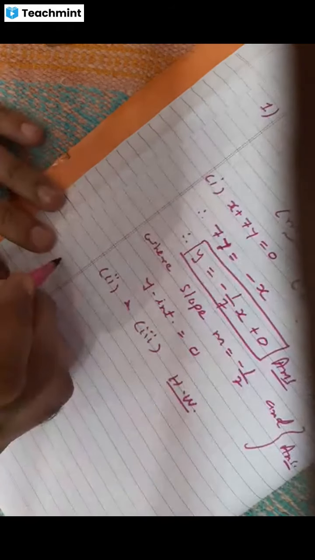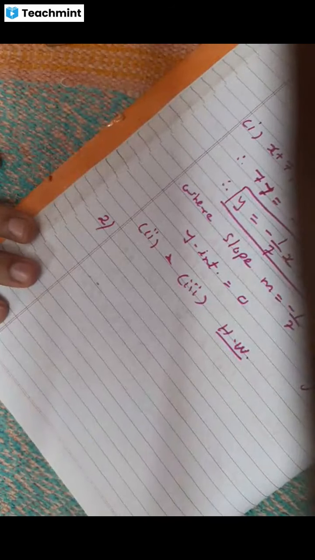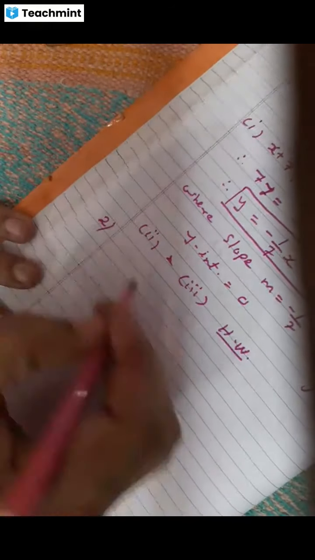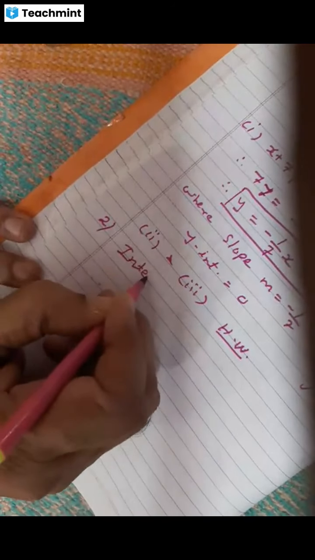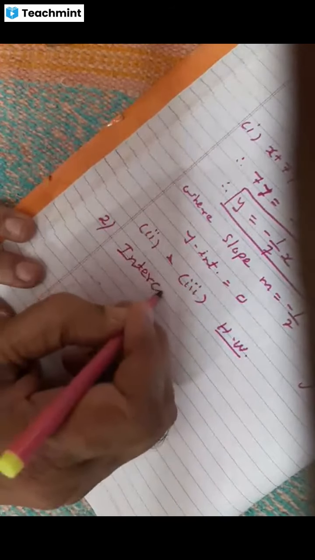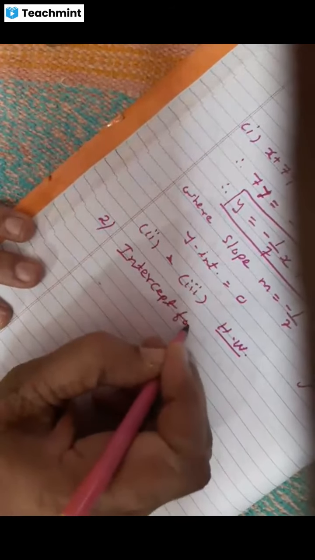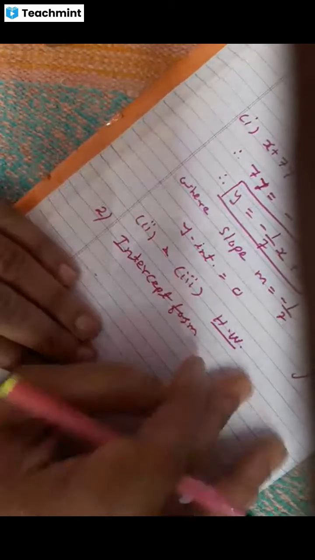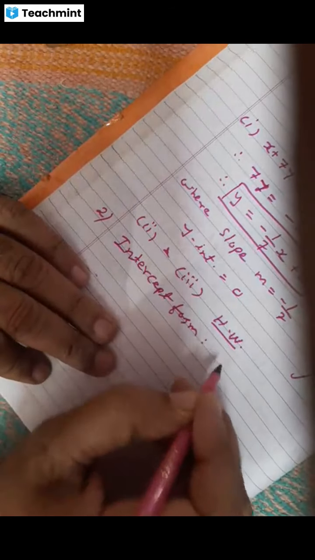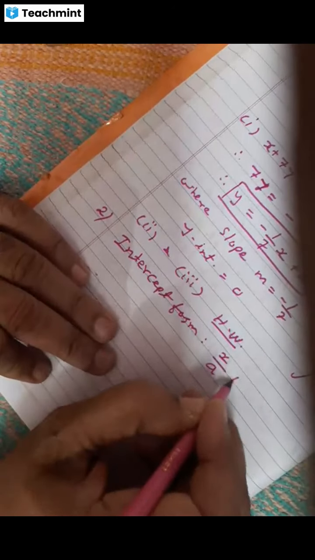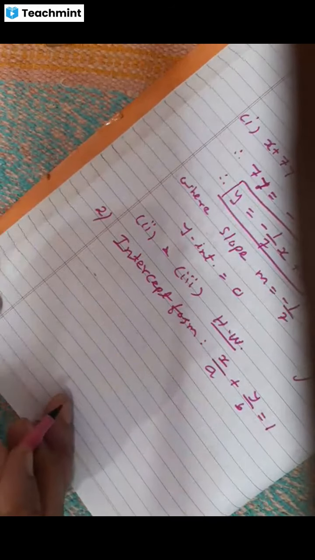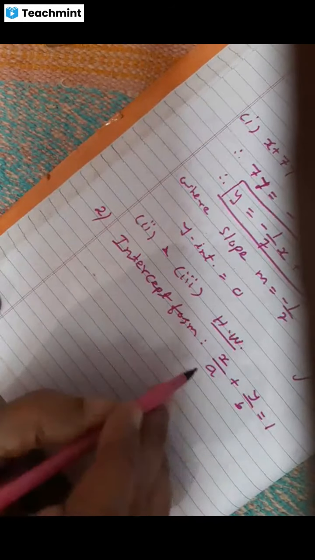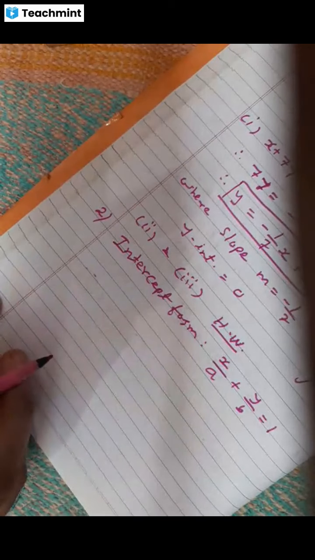Question number 2. Question number 2, what is there? Reduce the following equation into intercept form. Reduce into intercept form. So let me remind again, what is the intercept form? I asked this one to Kavya, but Kavya could not remember. What is the intercept form of a line? x upon a plus y upon b is equal to 1 is the intercept form. So we have to reduce into this form.